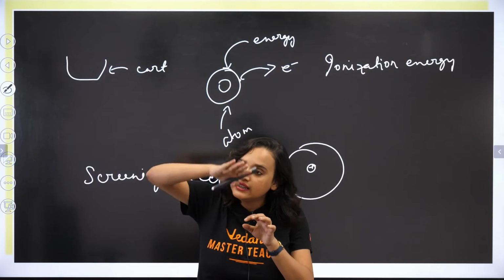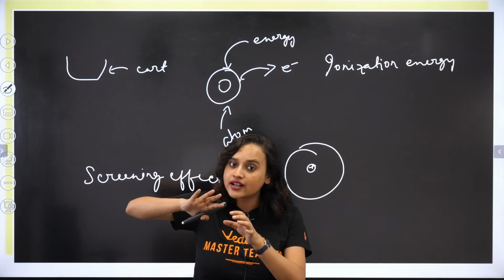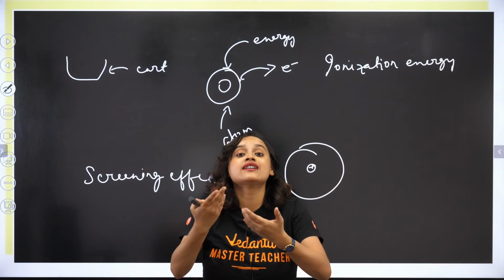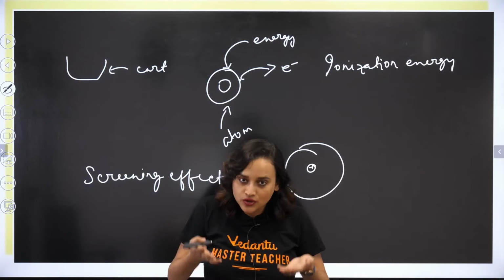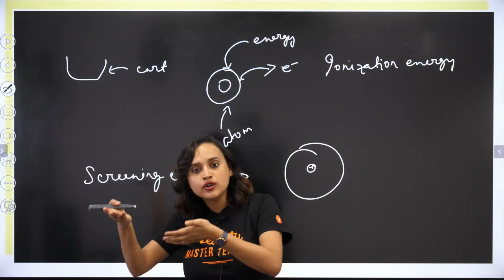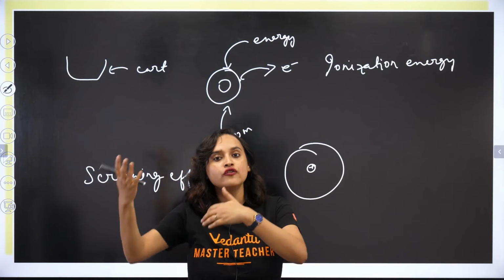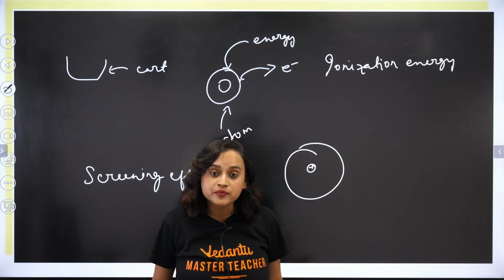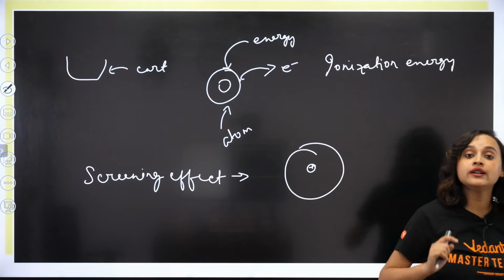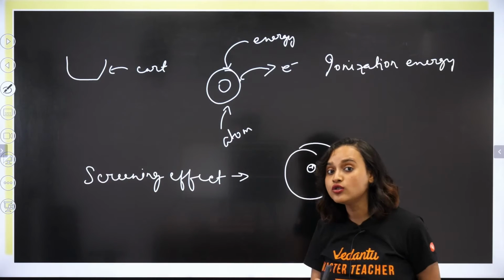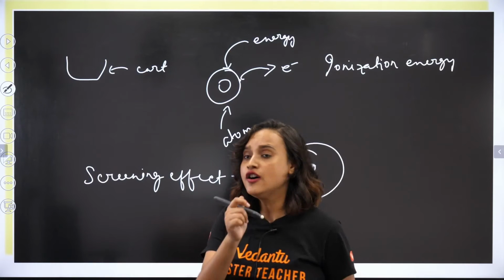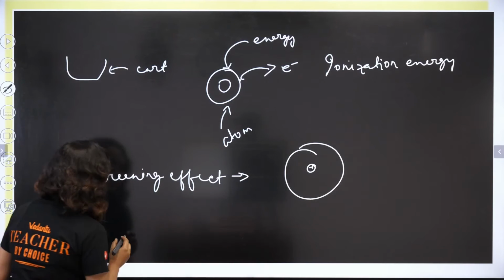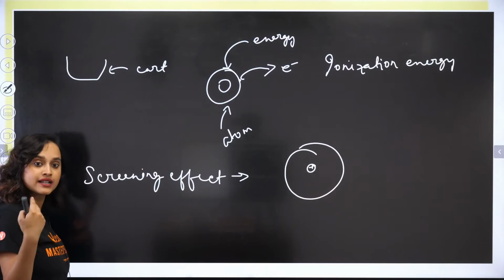And because these inside electrons are acting like a curtain, we call it the screening effect or shielding effect. You understand? So the more protons or electrons, the more the shielding effect. However, shielding effect does not only depend on that. It also depends on which block we are talking about. For example, the S block.